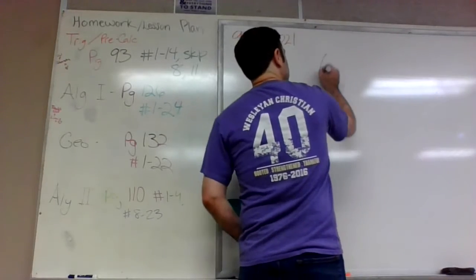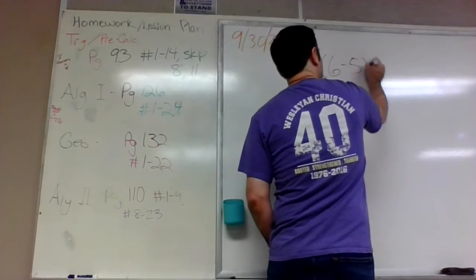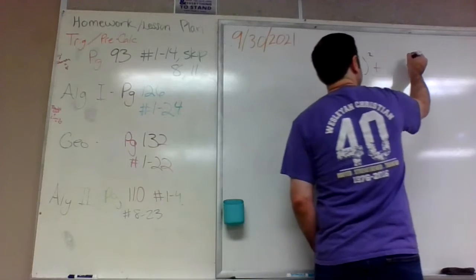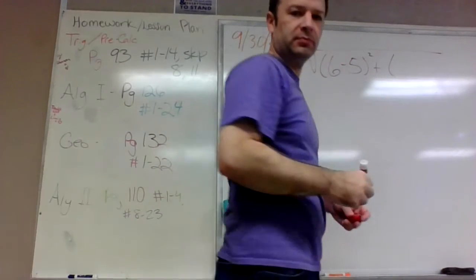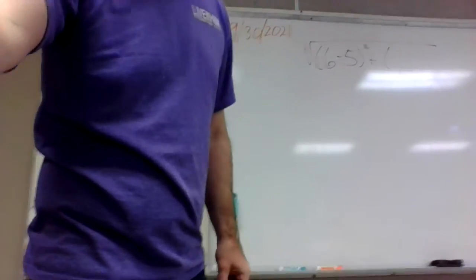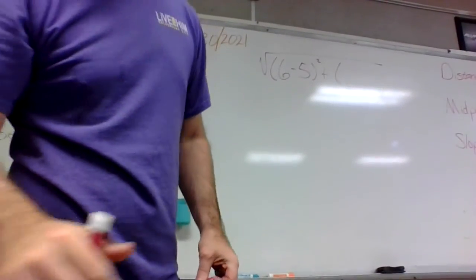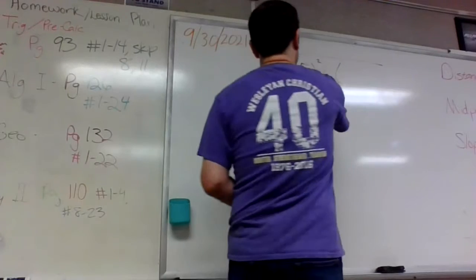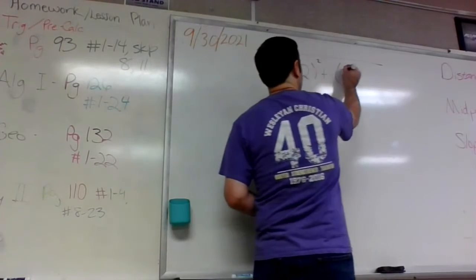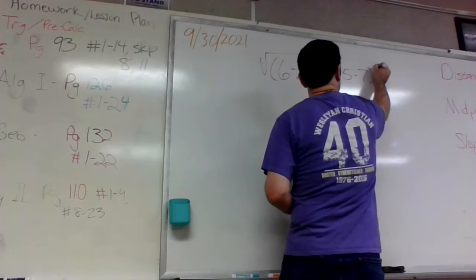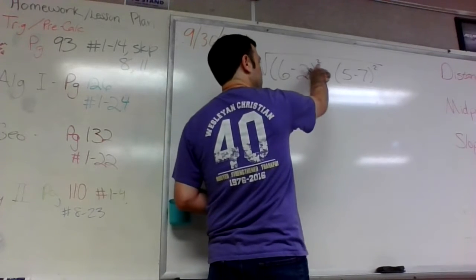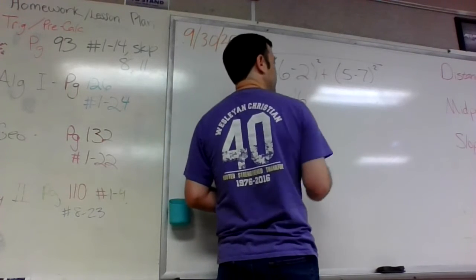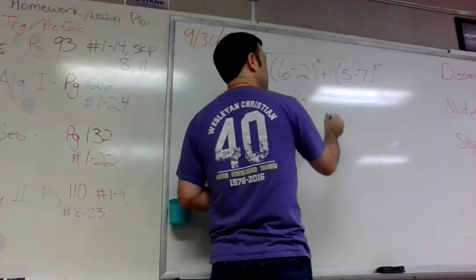Okay, so what was it? It was 6 minus 5 squared plus what? It's 6 minus 2, and 5 minus 7. Okay, 6 minus 2 is 4, squared is 16. 5 minus 7 is negative 2, squared is 4.